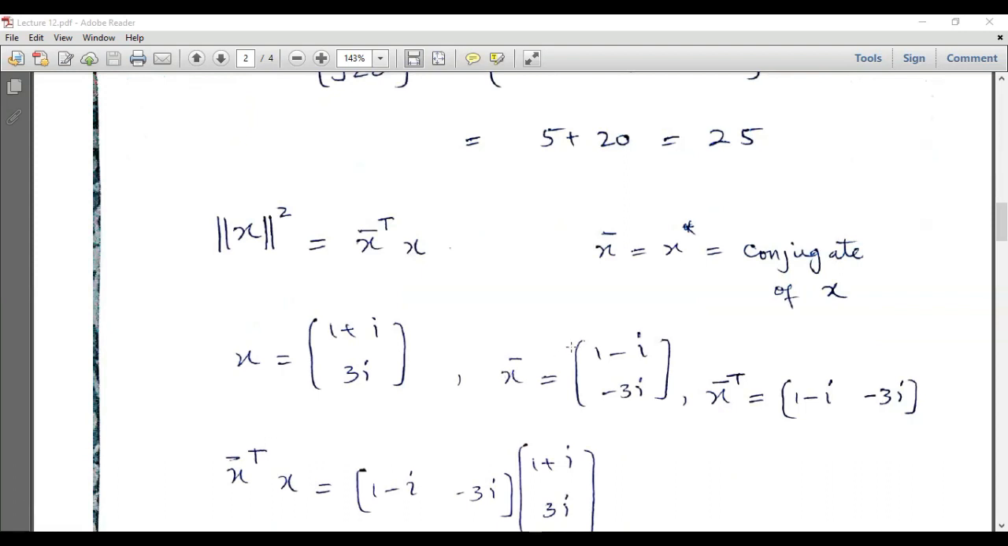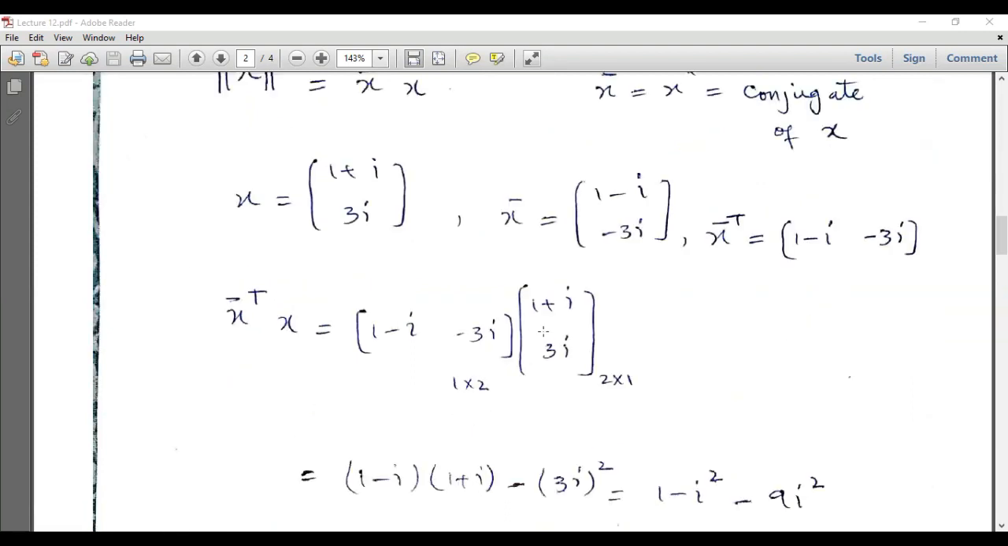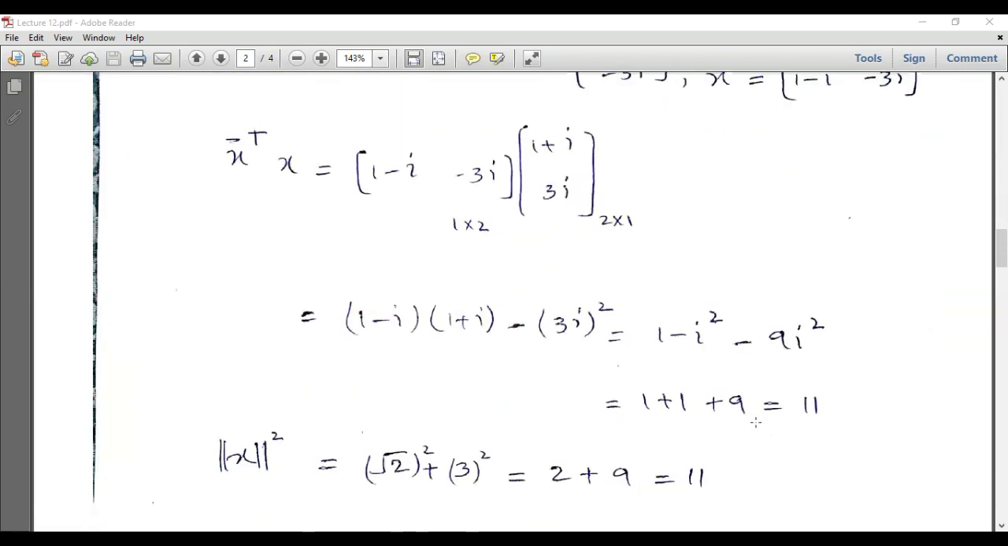So the conjugate of x will be equal to 1 minus iota and minus 3 iota. And the transpose of this x conjugate will be equal to 1 minus iota and minus 3 iota. So this is the transpose of this vector. Now let's multiply this x transpose conjugate with this original x. So you will get the product of these two vectors, right? And after multiplying these two vectors, you will get 11 as your final answer.